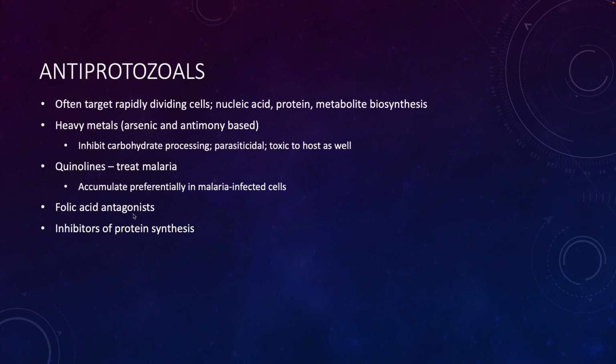What antiprotozoals tend to do, so these are our unicellular eukaryotic parasites, the drugs that target them often target rapidly dividing cells. So we also have cells in our body that divide, and some of them divide rapidly, so we can have some cytotoxicity there. There are heavy metals that inhibit carbohydrate processing. Well, heavy metals hurt us too. So again, it's that challenge of, can we kill the parasite before we kill ourselves?